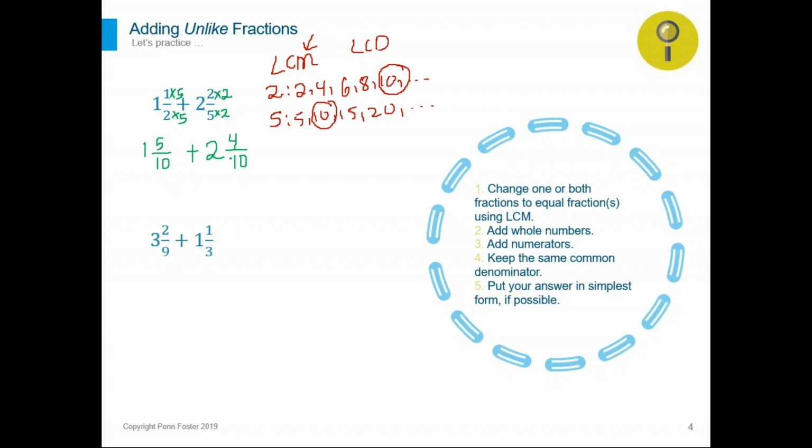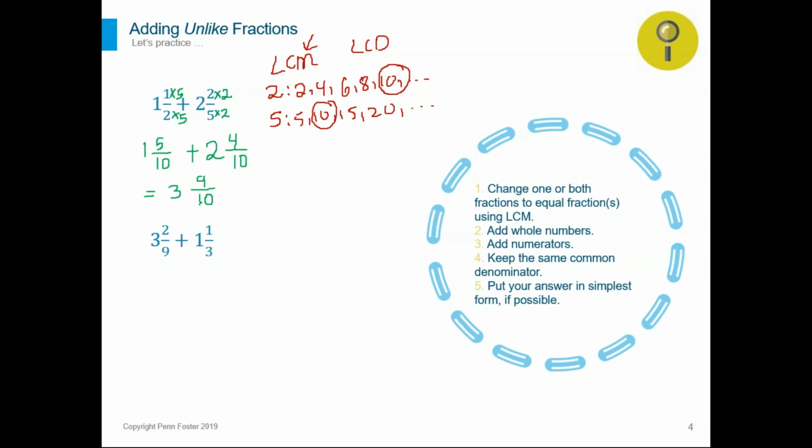Now we have two mixed numbers. The fraction parts of each have 10 in the denominator. From here, it gets too easy. I'm just going to add the whole number parts. 1 plus 2 is 3. 5 and 4 is 9. And keep the common denominator as is. The final answer is 3 and 9/10.